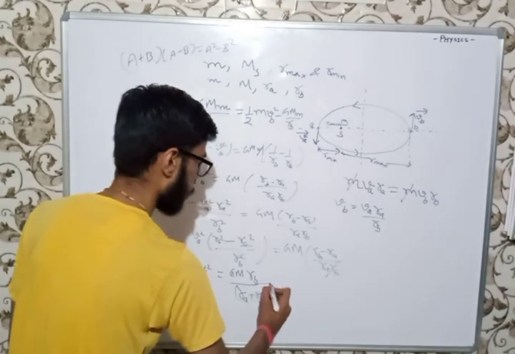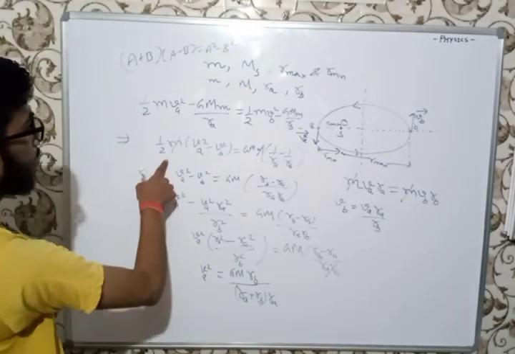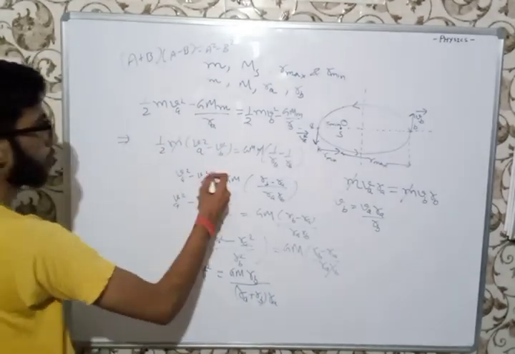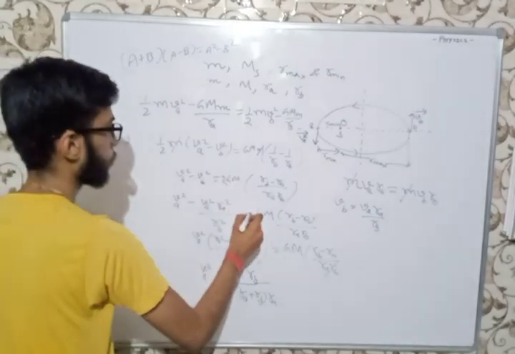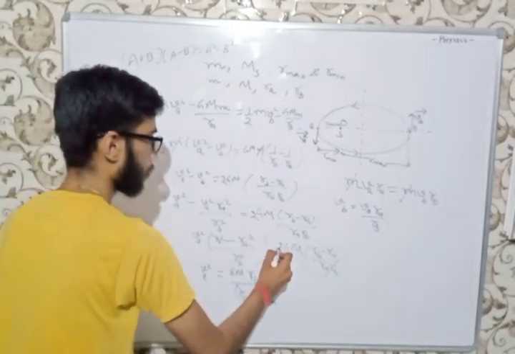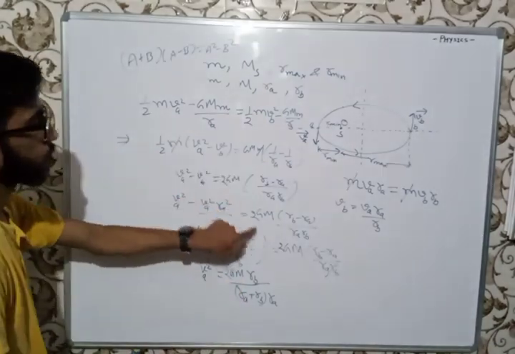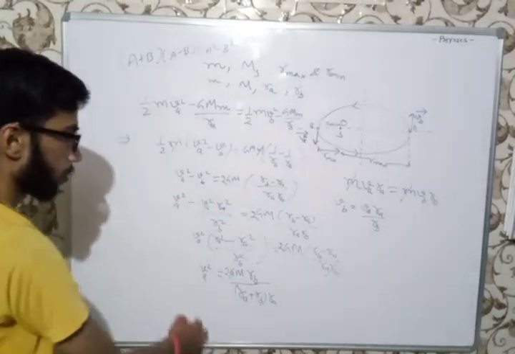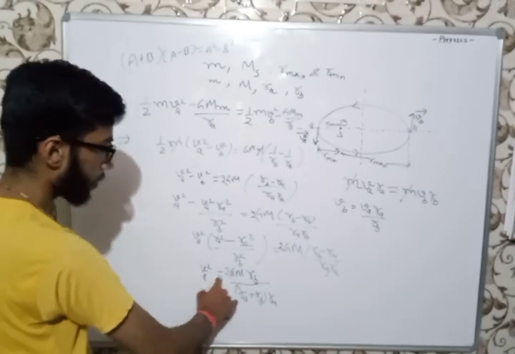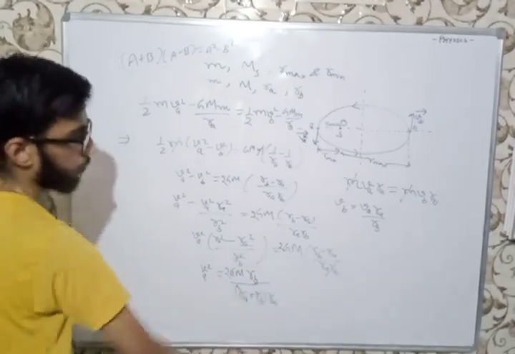There was a 2 also. This was 2. Yeah, it will go there. So there is a 2 also. So the value of VA is the square root of this quantity.